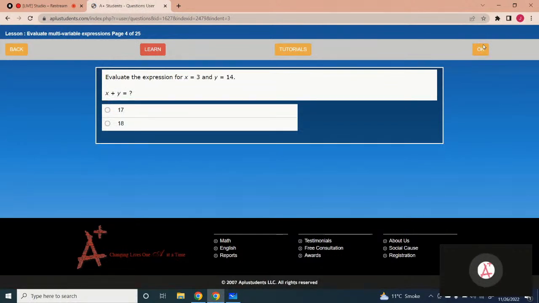Evaluate the expression for x equals 3 and y equals 14. So you have to evaluate it for x plus y. Got it? So let's just replace the values of x and y in the expression. It would be 3 plus 14. So 3 plus 14 equals 17. Got it? So just select the correct option and click on the OK button.